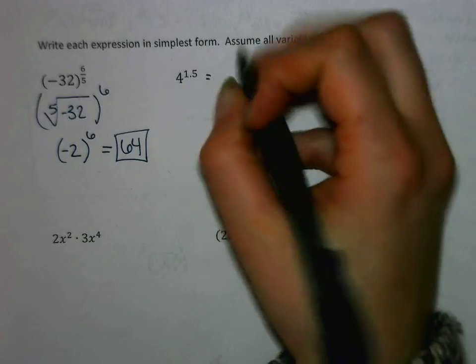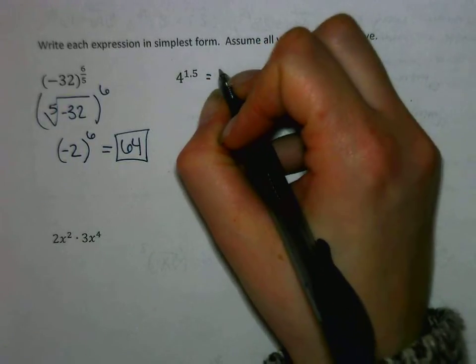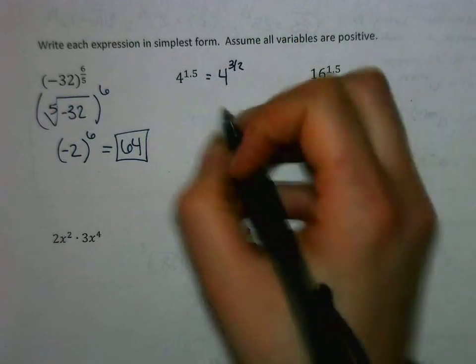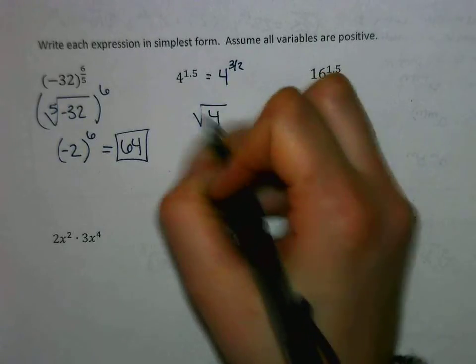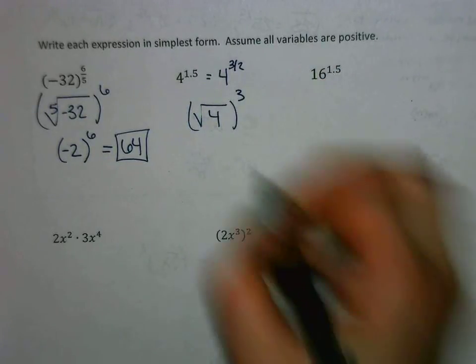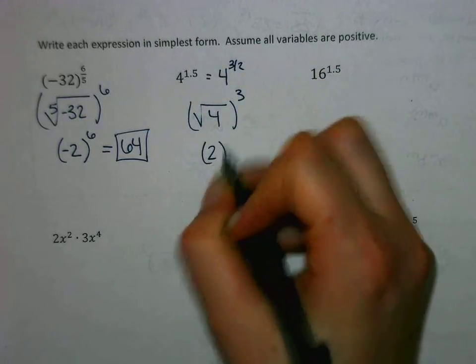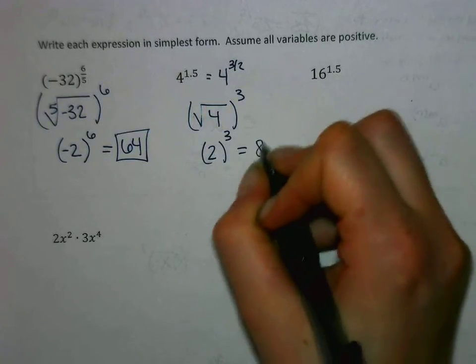So 4 to the 3/2 power. It means we're taking the square root of 4 to the 3rd power. And the square root of 4 is 2. 2 to the 3rd power equals 8.